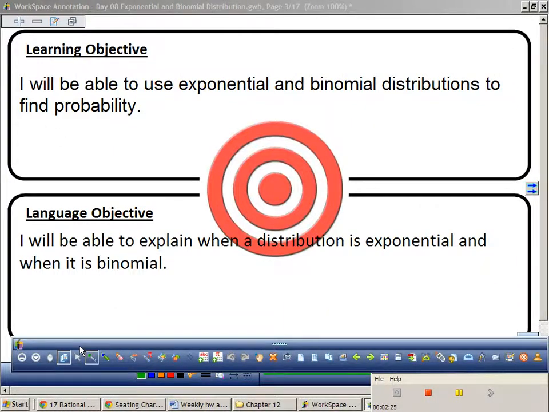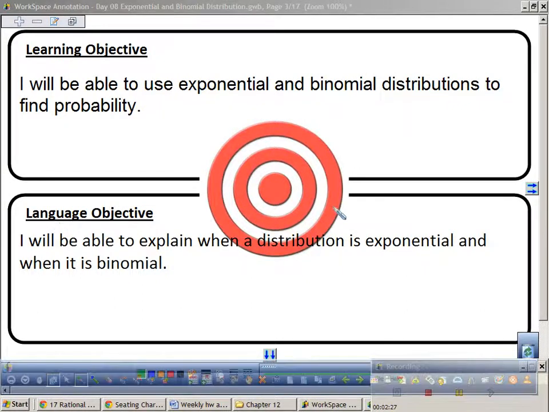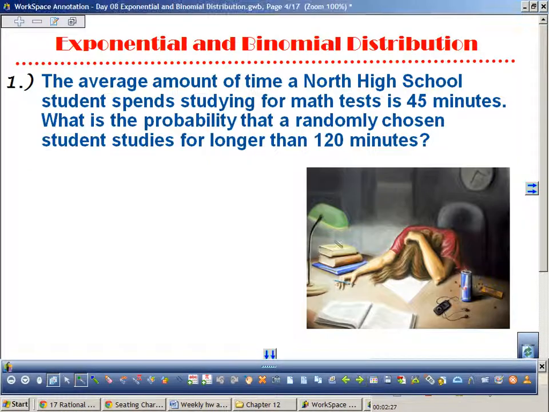So our learning objective today is I'll be able to use exponential and binomial distributions to find probability. You should be able to explain when a distribution is exponential and when it's binomial. Sounds a lot more complicated than it is. Okay, so exponential and binomial distribution. I thought you guys would like that.